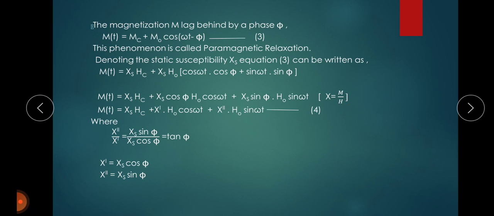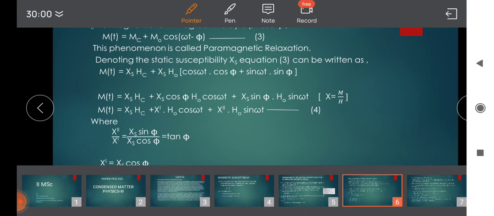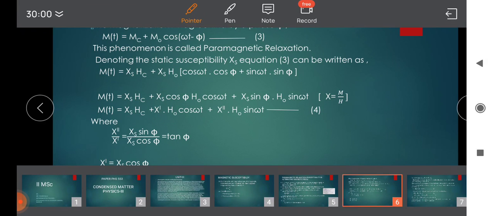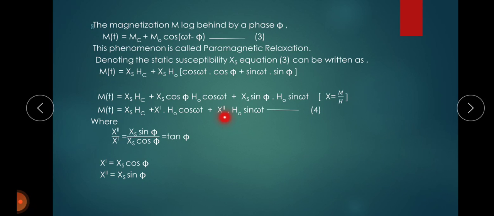And next, this equation can be written as m of t is equal to χs into Hc plus χ' into h0 cos ωt plus χ'' into h0 into sin ωt, where χ' is equal to χs into cos φ and χ'' is equal to χs into sin φ.